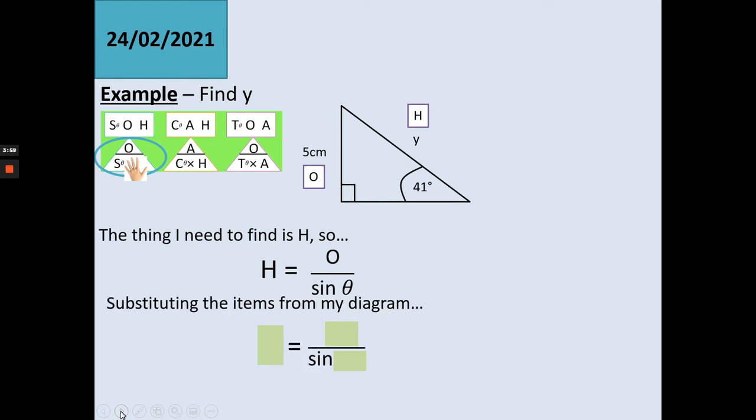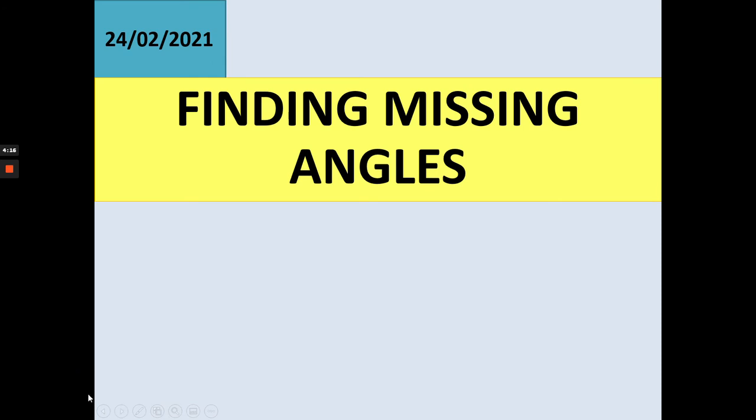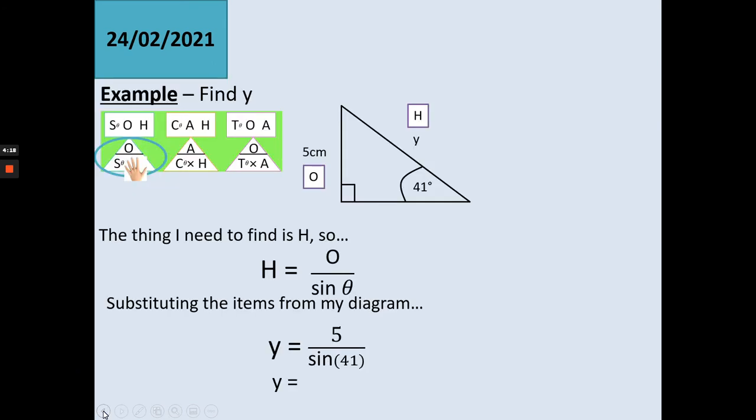So we've got sine. We've got 5 as our opposite side, so I've replaced the O for opposite with 5. I've replaced the gap, instead of theta, with 41. I've closed my brackets again, and then I can just pop that into my calculator. I'm going to do that right now while we're sitting here. So I'm going to do 5 divided by the sine of 41.